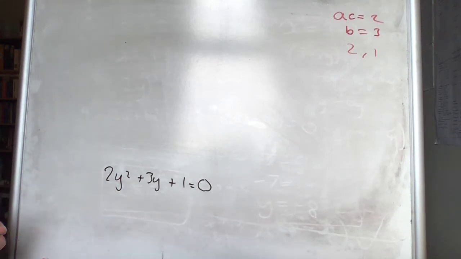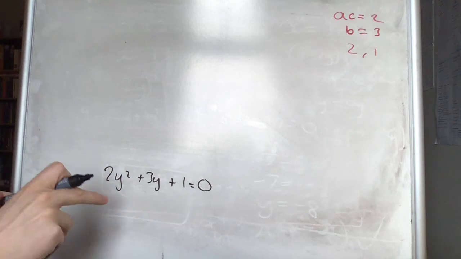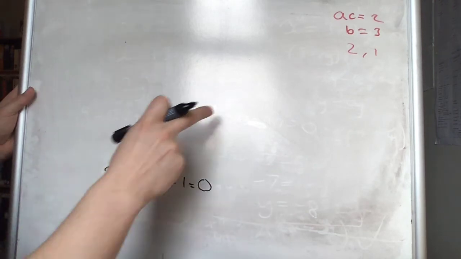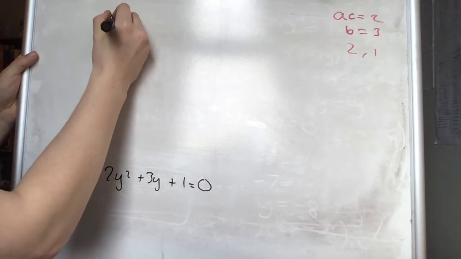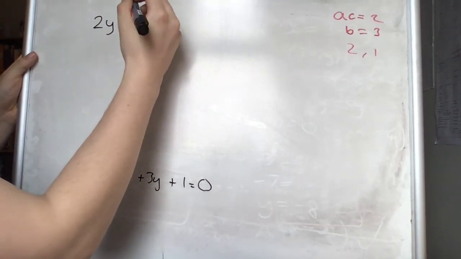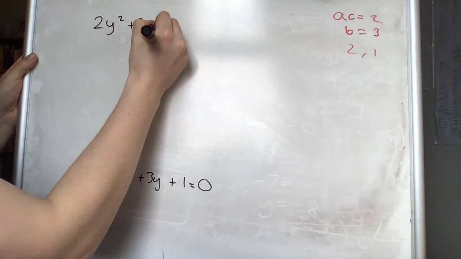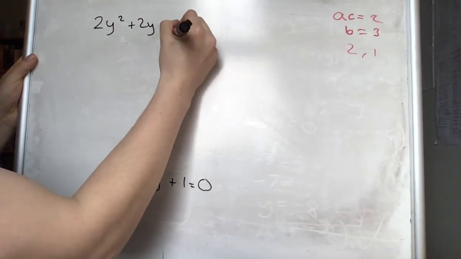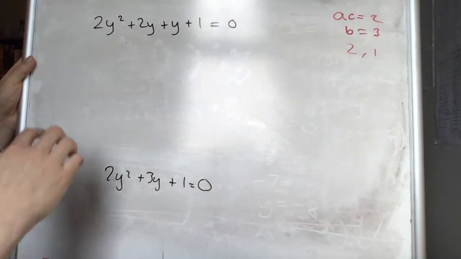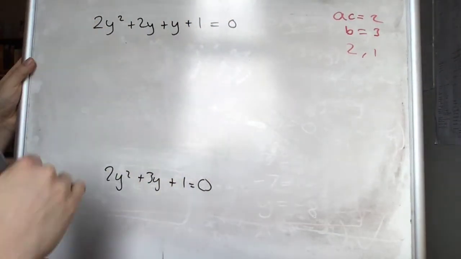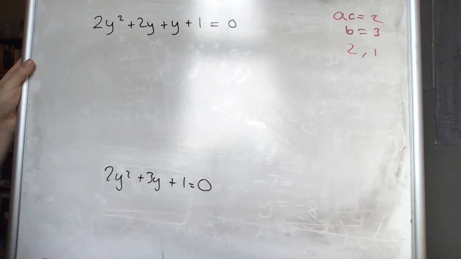So let's rewrite this equation with our new figures for y. So we've got 2y squared plus 2y plus y plus 1 equals 0. And then we're going to focus on each half of our equation by factorising them down.